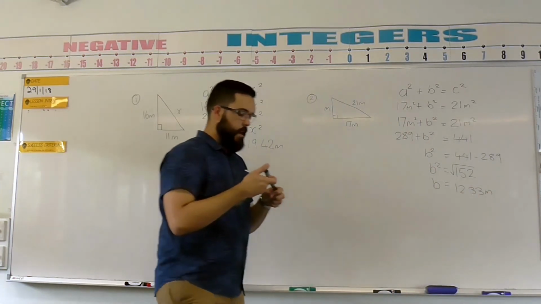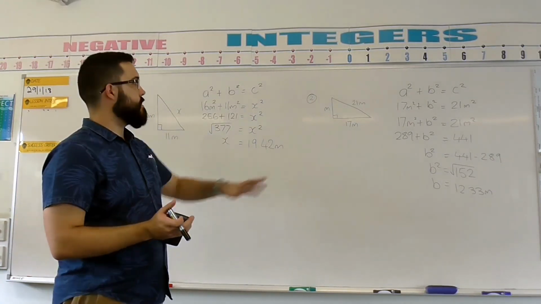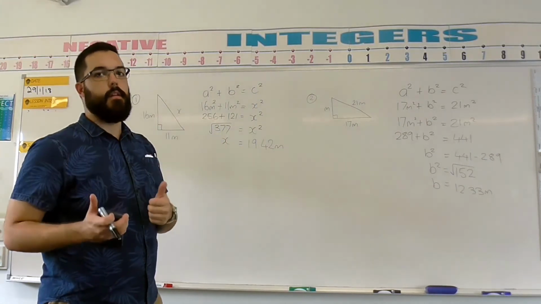metres in the end. Now, anything revolving around Pythagoras can be solved using this simple equation, a squared plus b squared equals c squared, and you're all good.